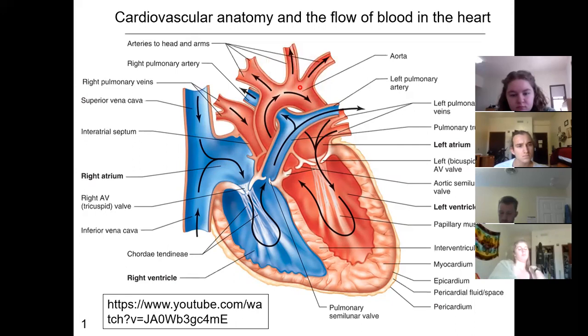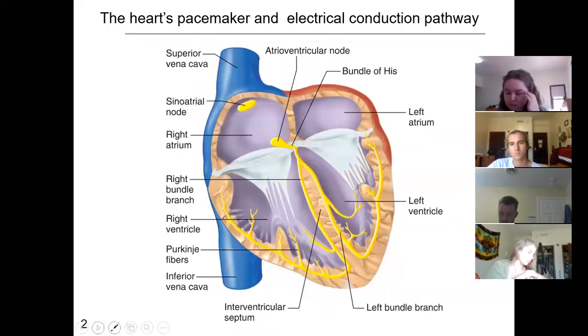So now our goal is to understand the heartbeat. That's what we're trying to do now. Well, how does the heart beat? The heart beats because it has an electrical system intrinsic to it.